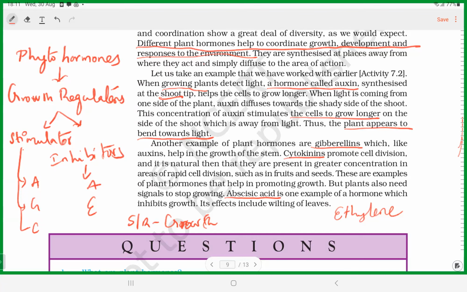Okay, fine. Next, gibberellins help auxin in growth of the stem between nodes. The internode is there, right? So that is elongation of the stem. Who does the elongation of the stem? Gibberellins, which supports auxin. Can you understand? Gibberellin supports auxin for the stem to elongate between the nodes, the space between the nodes.